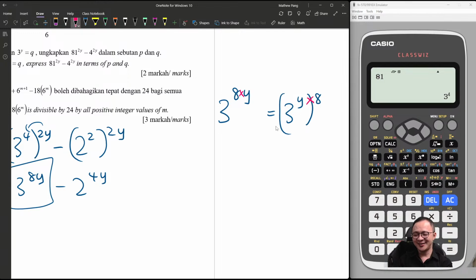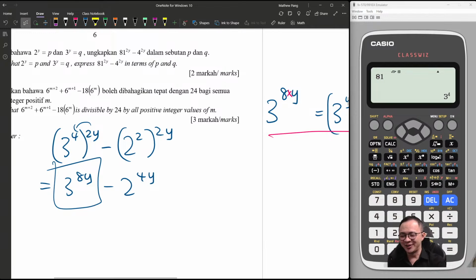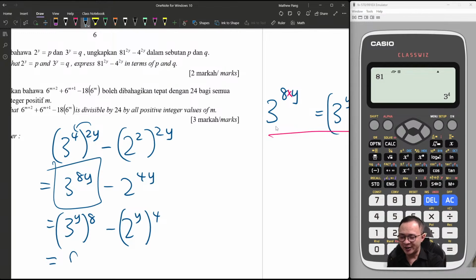If yes, then now I will convert all of them into this pattern. Okay? I hope I'm not teaching too fast. So this one, I will change to 3 power y, with 8 outside. This one is 2 power y, with 4 outside. Because 3 power y is q, so q to the 8. 2 power y is p, so p to the 4. Done.